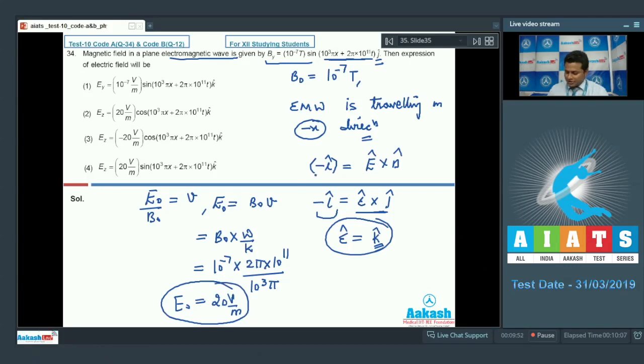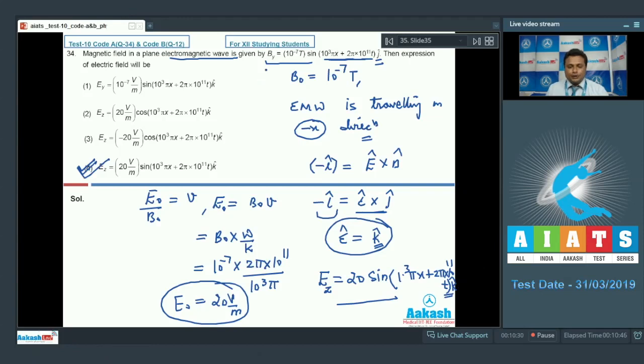Now we can write the equation E, which is towards Z. Therefore, Ez equals 20 sine (10 to the power 3 pi x plus 2 pi into 10 to the power 11 t) k cap, as electric vector is toward k cap. So after looking at the options, we can say that option number 4 is absolutely correct. So therefore we will go with option number 4.